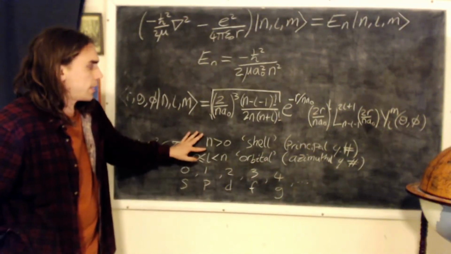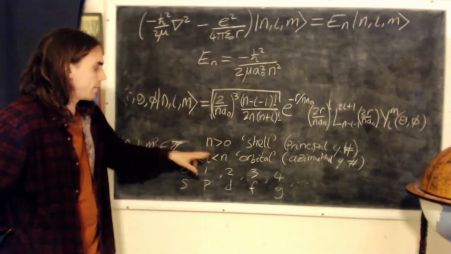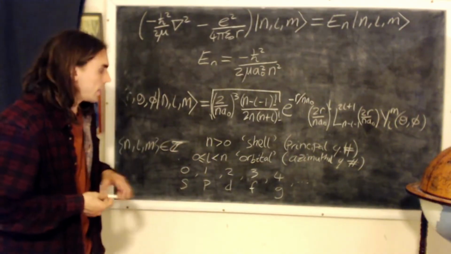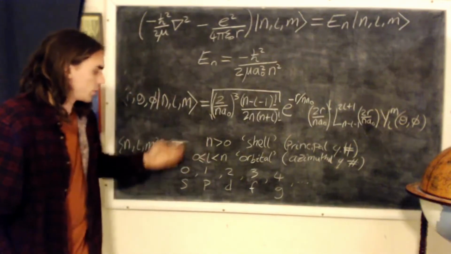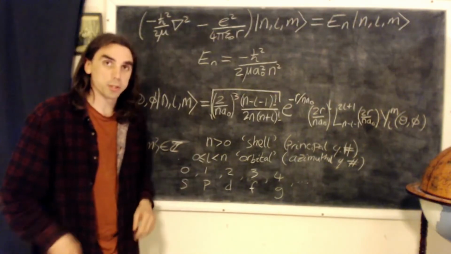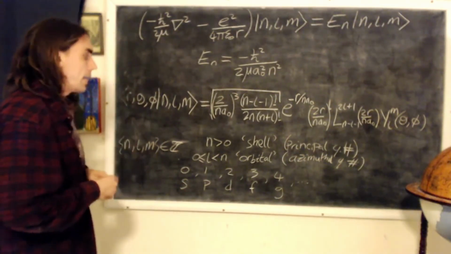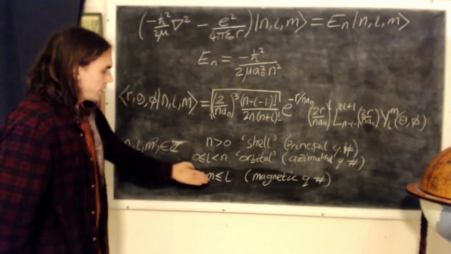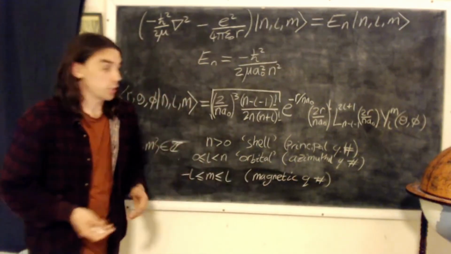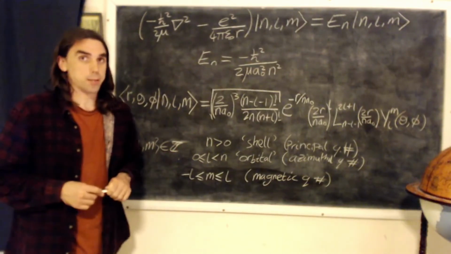And so, for example, in the n equals 1 shell, the lowest shell, we can only have the l equals 0 case. We can only have the s wave case or the s orbital. In n equals 2, we could have l equals 0, so we can have an s orbital, or we can have a p orbital. And this is how we build up the periodic table. And finally, we have m, which ranges from minus l to l, and is called the magnetic quantum number for reasons that we won't really go into in this course. But it's the z projection of the angular momentum.